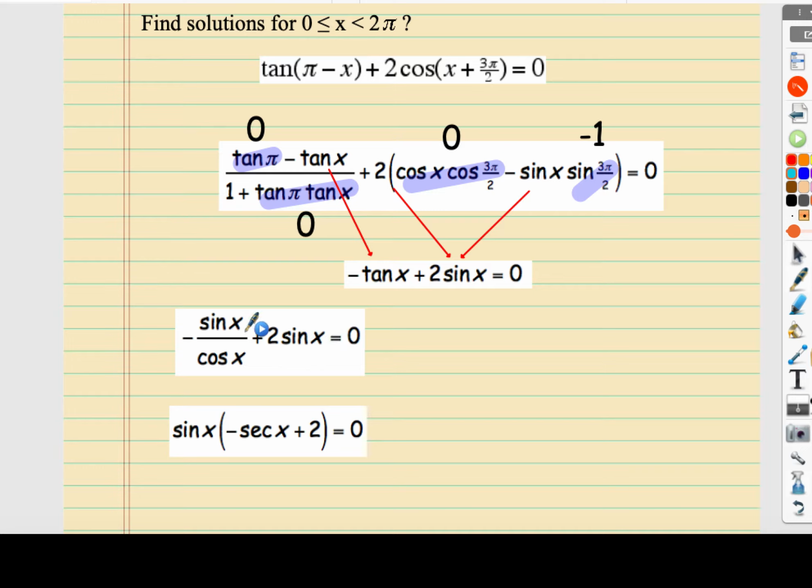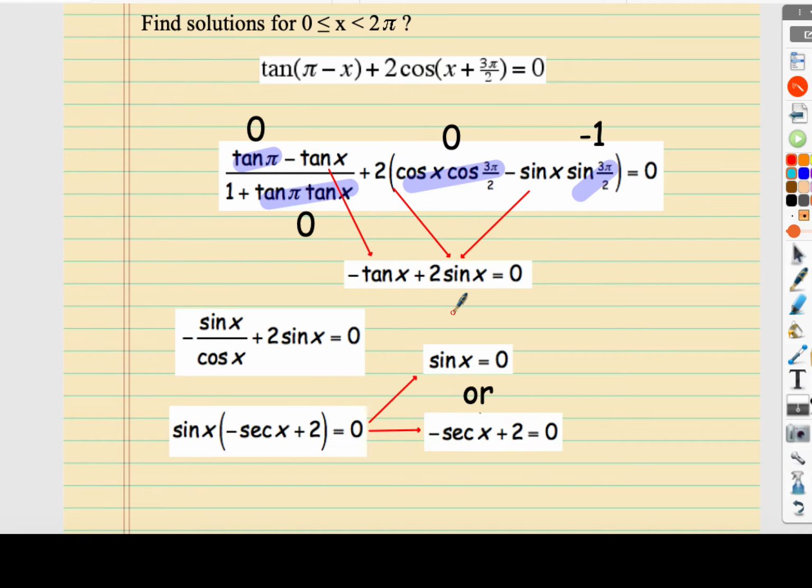Notice I've got a sine in both parts. Hey, that's another thought. Why don't we just take out the sine of x? That leaves me with negative 1 over the cosine, which will be a negative secant. Again, we took out that sine, so that's just a 2. And now, if these two things are multiplied equal to 0, well, we can separate them.